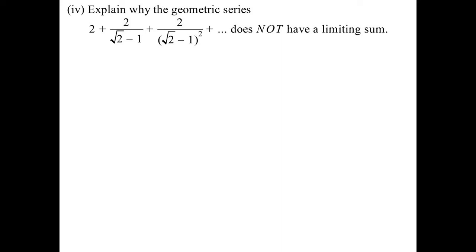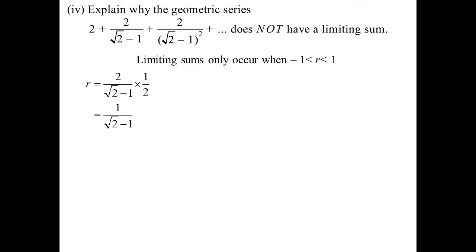Explain why the geometric series, this one here, does not have a limiting sum. That comes down to remembering what the condition is to have a limiting sum. Well, first of all, it's got to be geometric. But it's something about the ratio, if you recall. The ratio has to be in between -1 and 1. So what is our ratio? 1 on the square root of 2 minus 1, which is, well, there you go, 2.414. So that's bigger than 1. So that's why, no limiting sum.